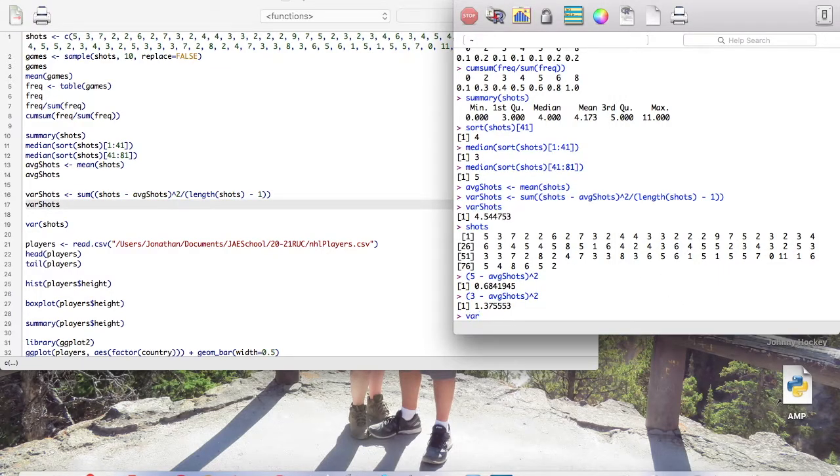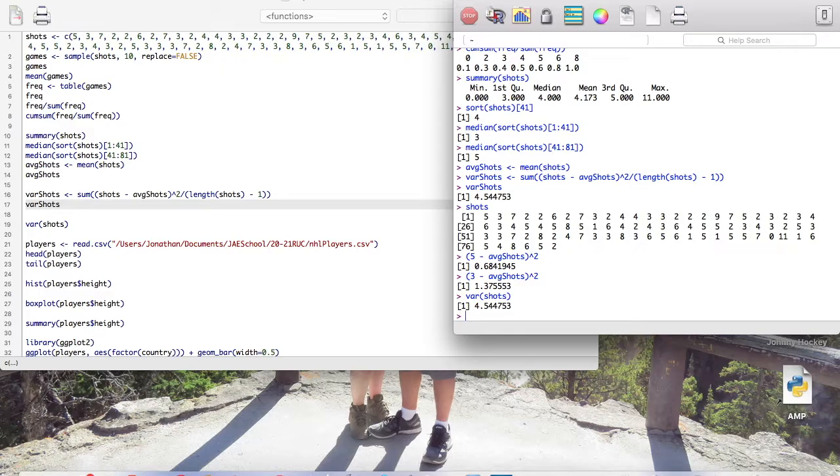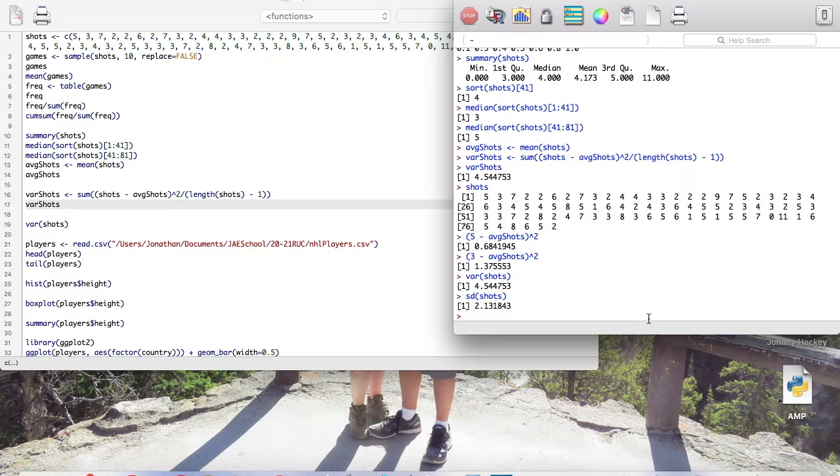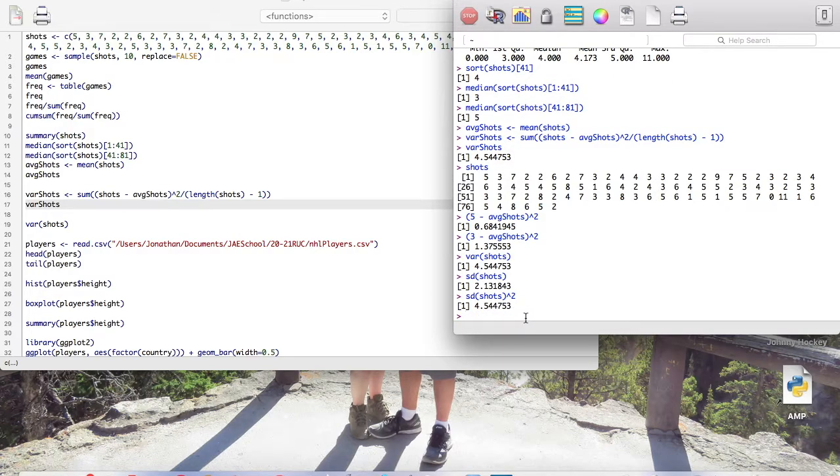And if we wanted, instead of calculating it on our own, we could just call var(shots). That will give us the variance of our shots, which we see is this value of about 4.5 that we just calculated. If instead we wanted to calculate the standard deviation of the shots, that'll give us the square root of this variance, we get about 2.13. And if we call the standard deviation of the shots and square it, that gives us the variance.